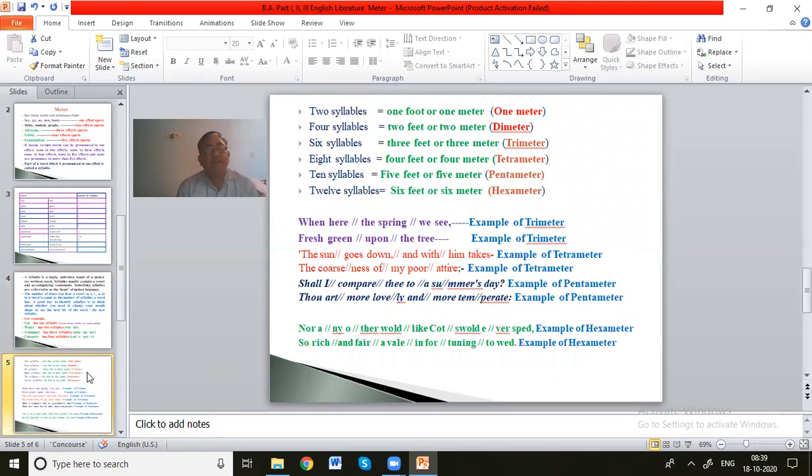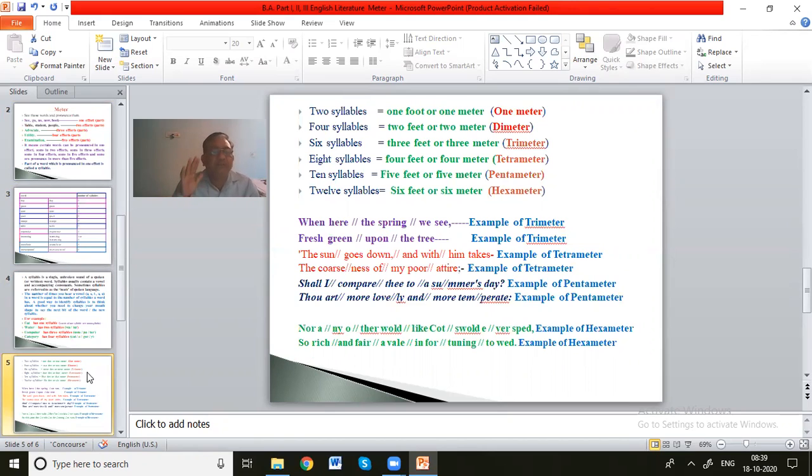Now, if we make a mathematical analysis, we find generally, though it will change later on, sometimes one syllable, sometimes three syllables will make 1 foot or 1 meter. That we will discuss when we discuss detailed analysis at a PG level.